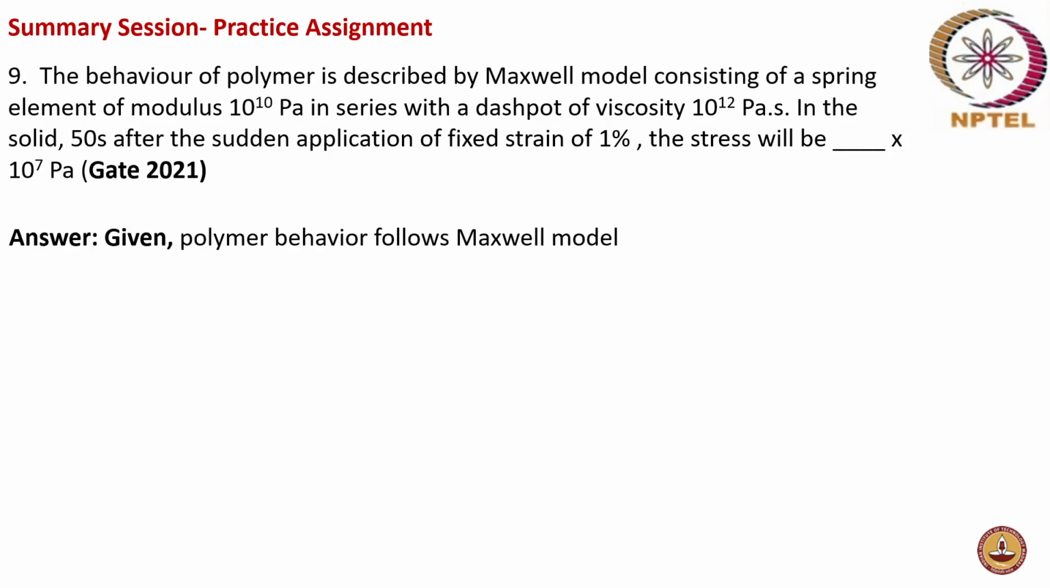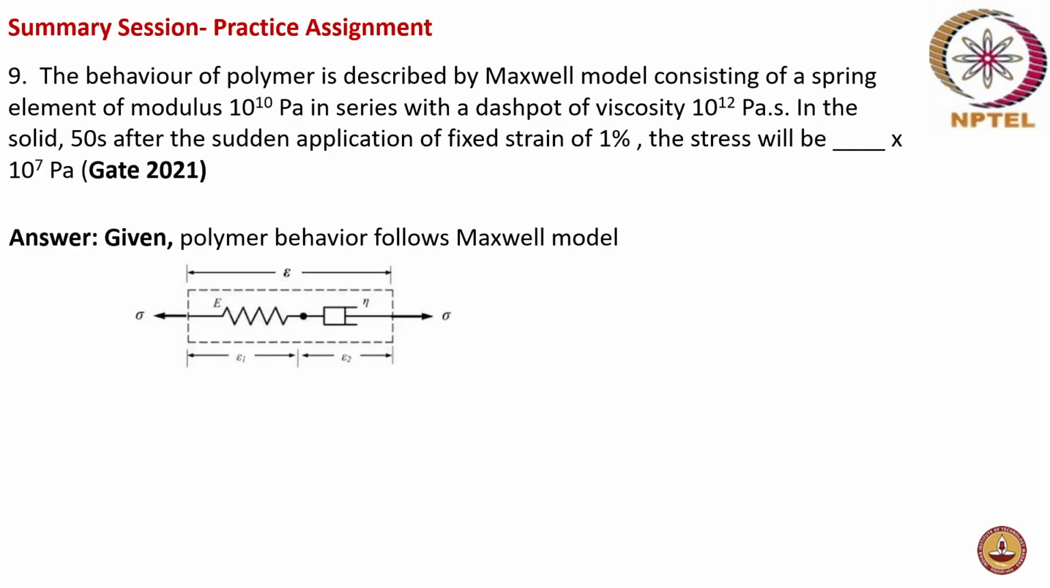So the given polymer material behaves as per the Maxwell model. In the Maxwell model, you have a spring and dashpot arranged in series, and the stress across each component is equal since it is a series arrangement, whereas the strain varies in each of the components.